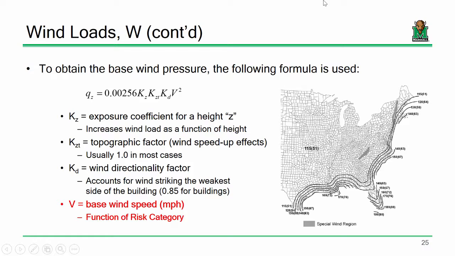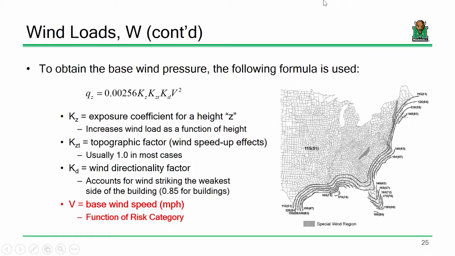Now, Kzt is a topographic factor, and basically, if you have a building that for some reason is perched really high on top of a hill or really low in a valley, because of the topographical effects associated with wind, you can get some weird wind speed-up effects on your structure. It's basically a lookup, and for most cases that doesn't happen, and Kzt is taken to equal 1. So that's what we're going to do in here. But if it's not, it's just a lookup. It's pretty straightforward.